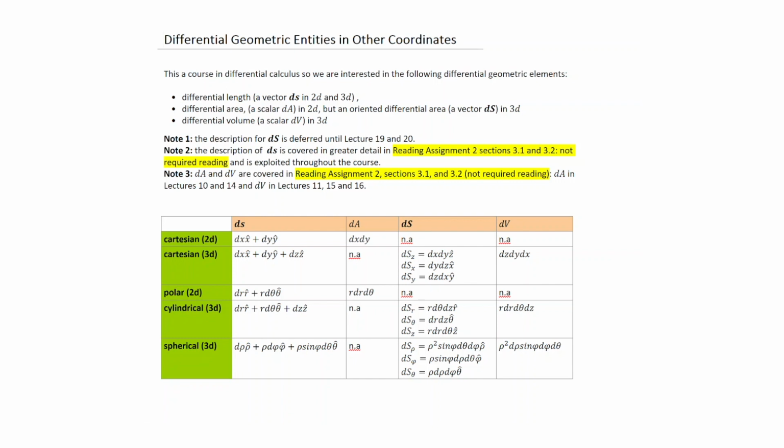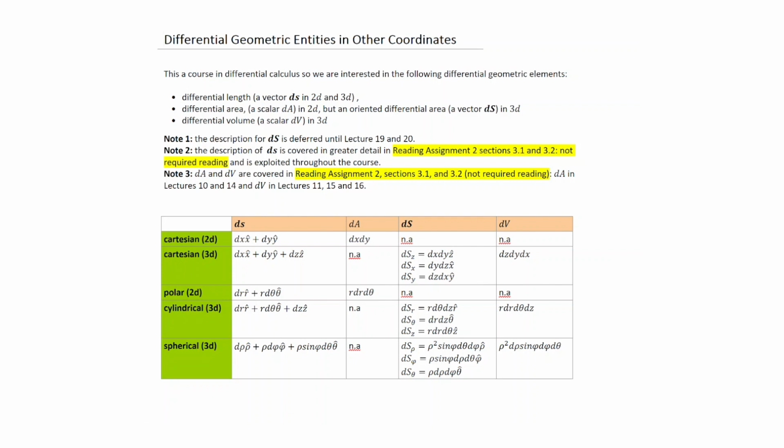This is more or less an introductory course in differential calculus, so we're interested in the following differential geometric elements: a differential length, which is a vector d s, ds in 2D and 3D. Differential area, a scalar dA in 2D, but an oriented differential area, we'll call that a vector dS in bold in 3D. And a differential volume, which is a scalar dV in 3D.